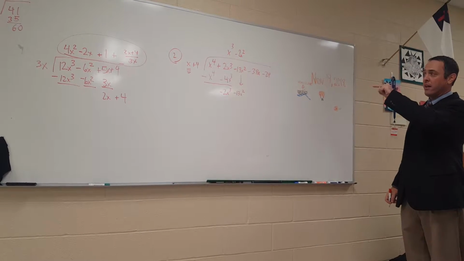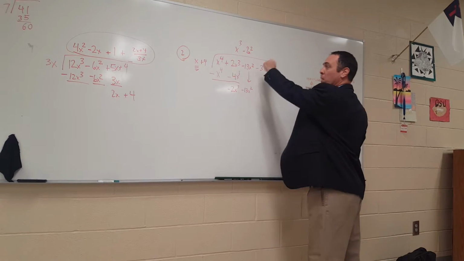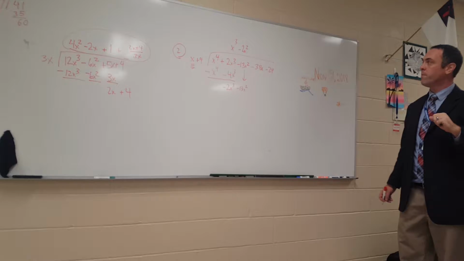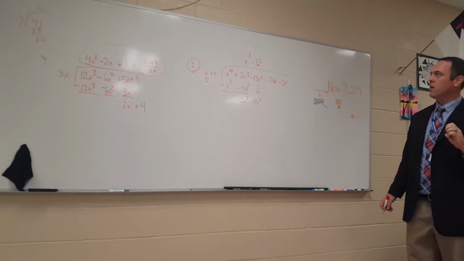All right, now we repeat the same process. Remember, we divided it by that x, and then we have to multiply and distribute it. Yes, ma'am, I know the next part. Go ahead. What would it be underneath that? Negative 13x.